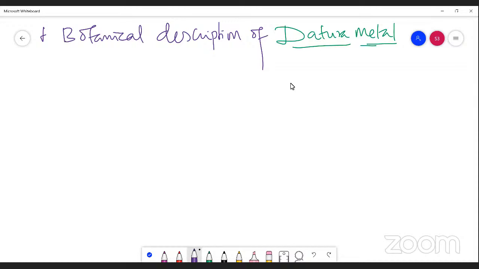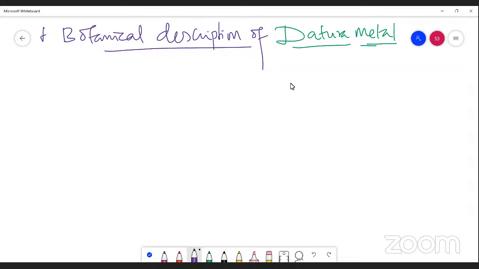Dear students, we are going to see the botanical description of Datura metel. Botanical description is describing the entire plant from habit, root, stem, leaf, flower, inflorescence, calyx, corolla, androecium, gynoecium, and fruit and seed, along with the floral diagram and the floral formula. I repeat once again, it is a description of all the characters, including vegetative and reproductive characters. That is called the botanical description.